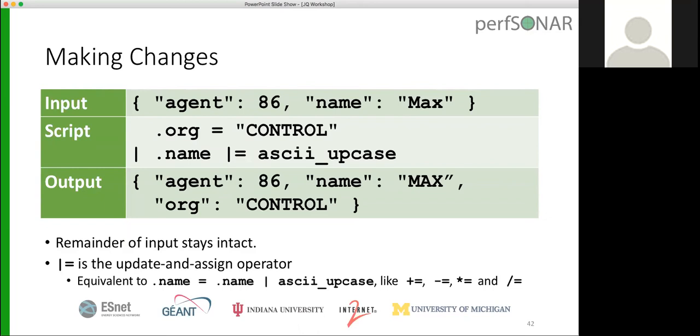So anytime you make a change, the remainder of the input stays intact and just gets passed through, other than what you changed, of course, and just gets passed through to the next piece of the pipeline.